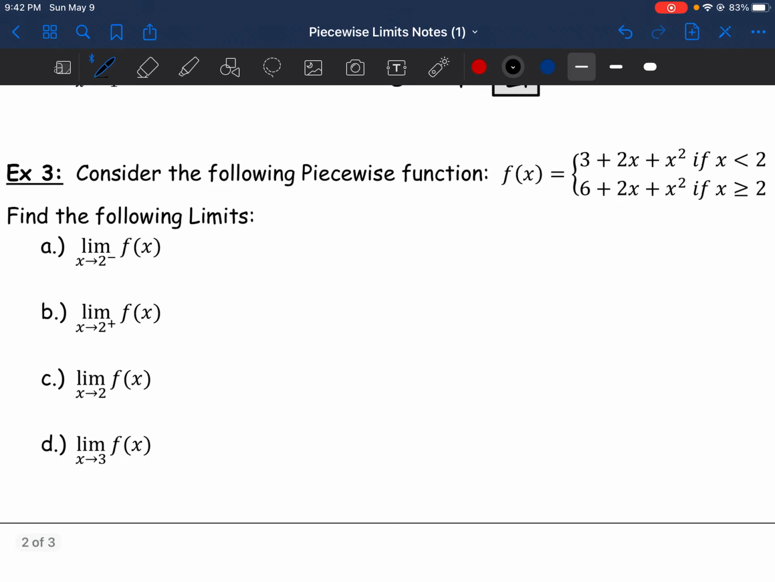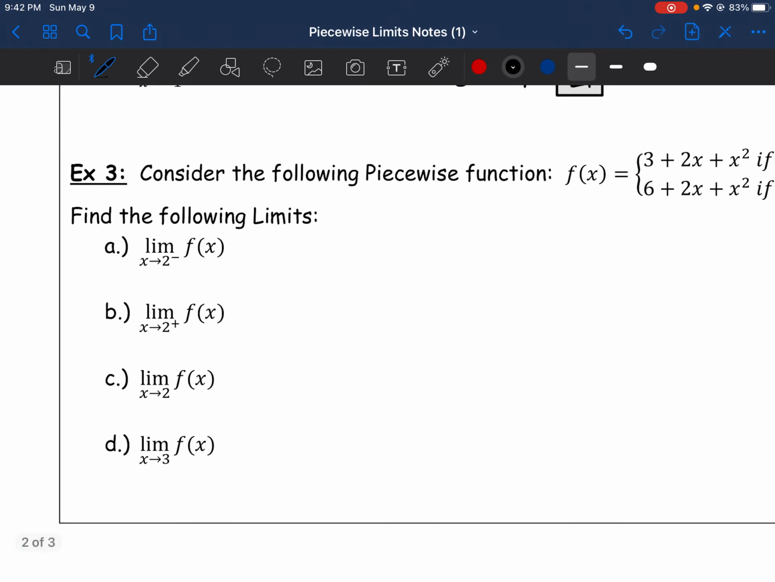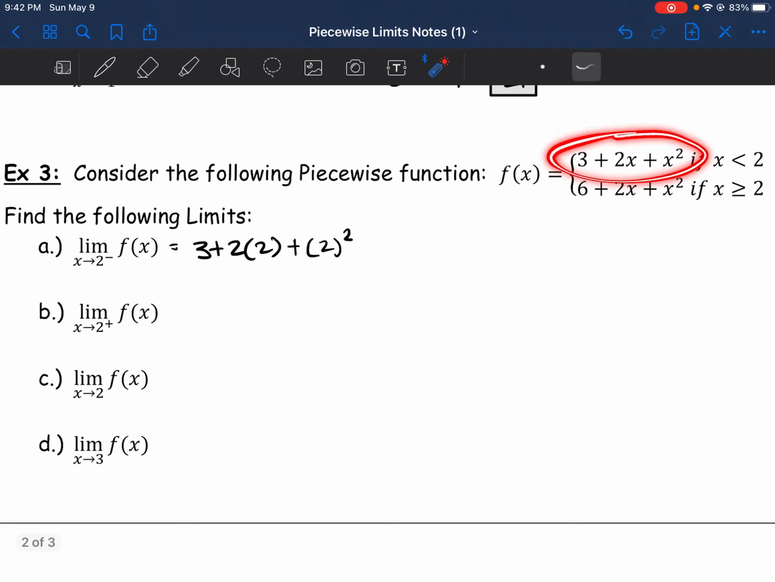Okay, so we want to find the limit as x approaches 2 from the left. Well, left of 2, we'll use this function, 3 plus 2x plus x squared. So 3 plus 2 times 2 plus 2 squared. So we're directly substituting 2 into the left side function. If we simplify, that's going to be 4, that's going to be 4. So we have 3 plus 4 plus 4, which is 11.